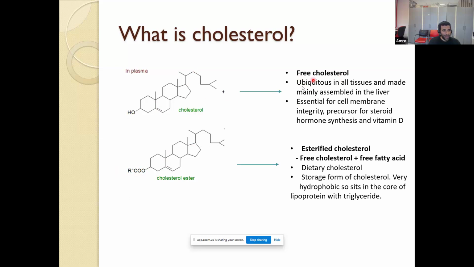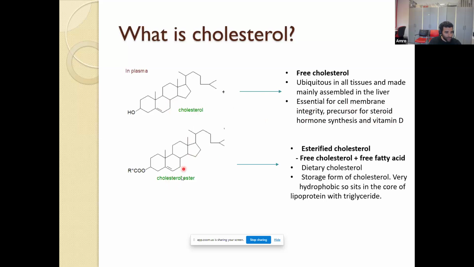So free cholesterol is found in all tissues. Every cell has cholesterol. It's mainly made in the liver. And we all need cholesterol because it's really important for our cell membrane structure. And for any endocrinologists on board, cholesterol is the precursor for adrenal steroid synthesis. All those really important steroid pathways, everything comes from free cholesterol. And vitamin D also originates from free cholesterol. So cholesterol is clearly essential for all of these hormonal processes.